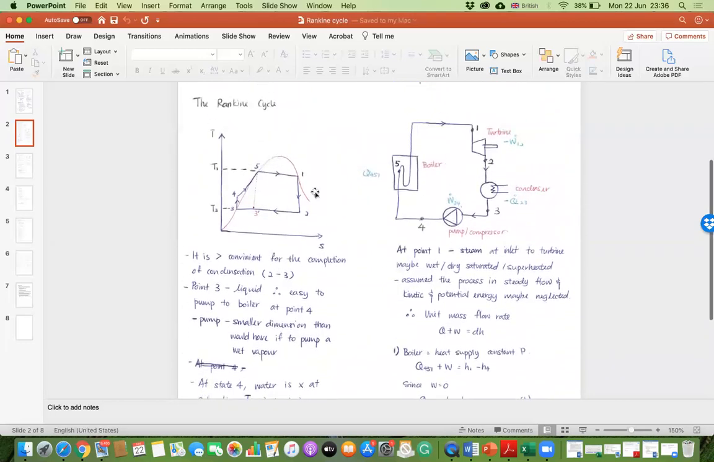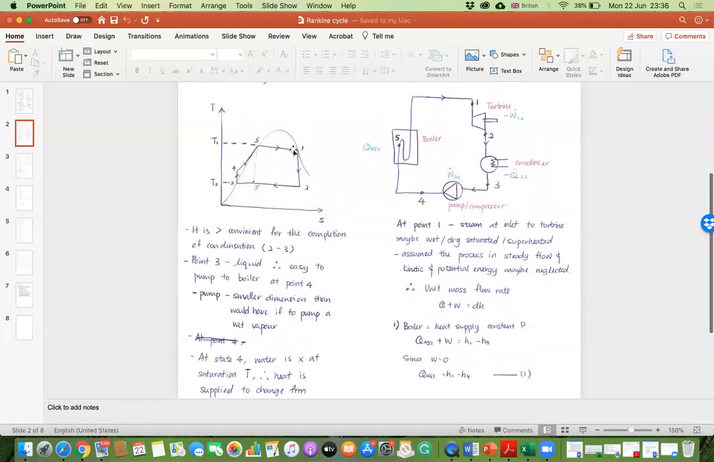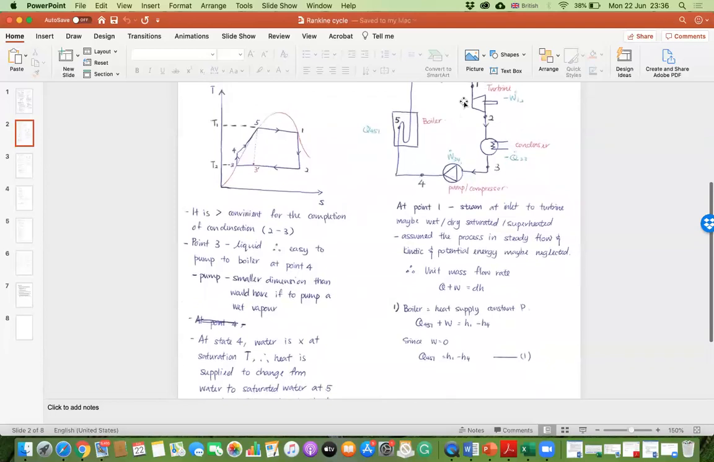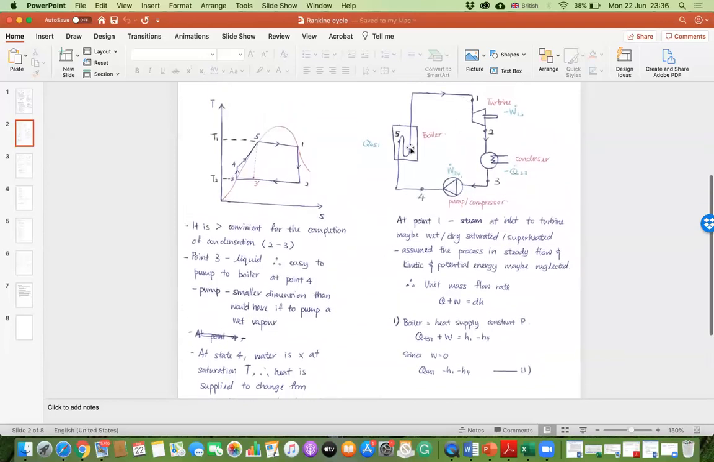All right. So at point 1, 5 to 1 is Q in. So steam at inlet to the turbine. This part, 5 to 1, we can use the boiler. The steam at the inlet to the turbine could be wet, dry, or saturated. So assume the process is steady flow. So we can use the first law of thermodynamics. And for the boiler part, basically there's no work. It's Q in but no work.